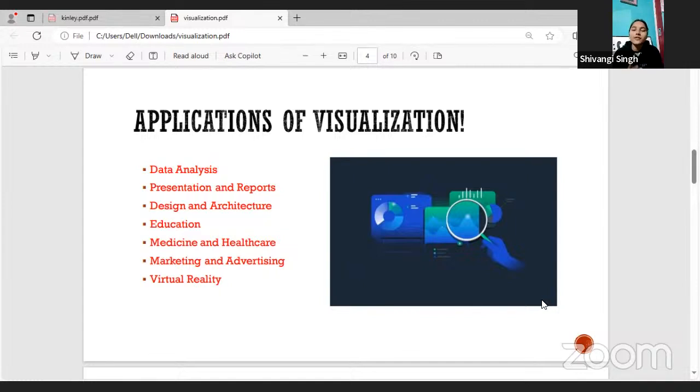It helps healthcare professionals and doctors to treat their patients. And next we talk about marketing and advertising. We see that many social media campaigns, product packaging and website designs also use visualization. We use visualization in that to attract our customers. In virtual reality, it provides an interactive experience, like in gaming, where it provides a very impactful experience to the gamers. Next slide, sir.